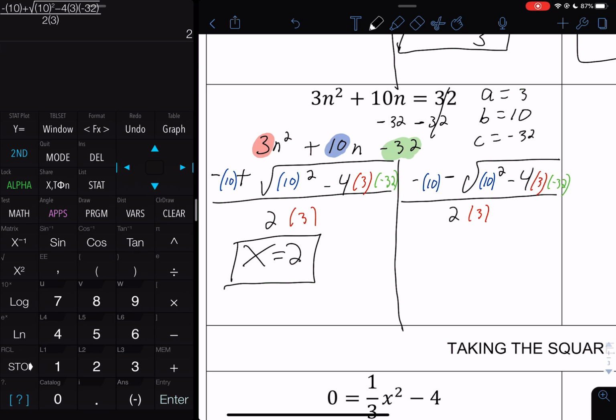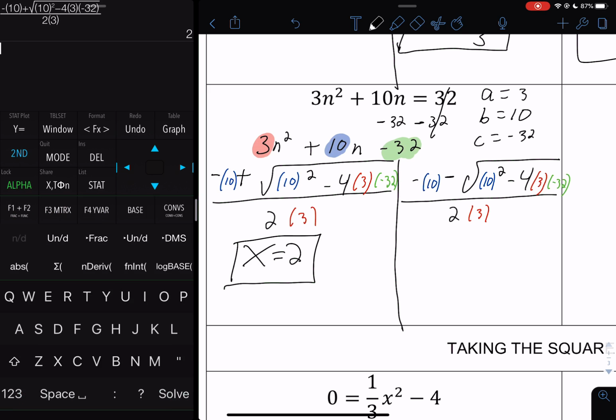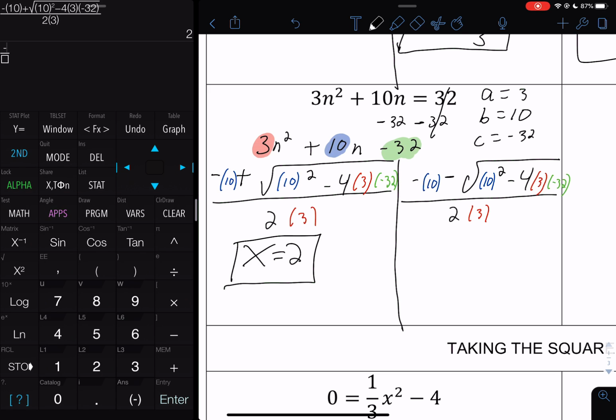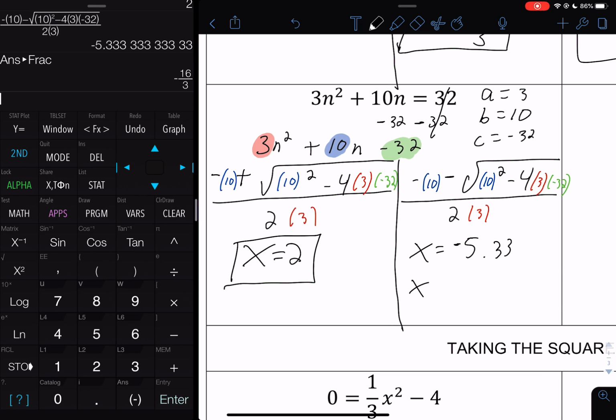We will do it again. And we will start with alpha, y equal enter, negative parenthesis 10 close parenthesis minus second square root parenthesis 10 close parenthesis square minus 4 parenthesis 3 close parenthesis open parenthesis negative 32 close parenthesis and everything over 2 parenthesis 3 close parenthesis. Enter, and this happens at x equals negative 5.33. If you want to convert that to a fraction, you go to the calculator, convert to fraction, and this will be x equals negative 16/3.